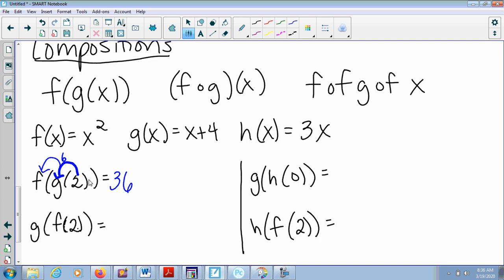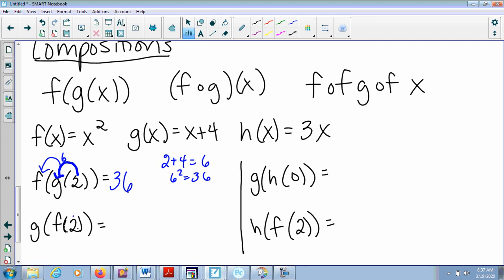Some people like to write out all the steps when you're doing it, and that's fine. You just write to the side that you did 2 plus 4, and that was 6. And then you take the 6 and do 6 squared, and that is 36. Okay? Alright, now let's try g of f of 2.